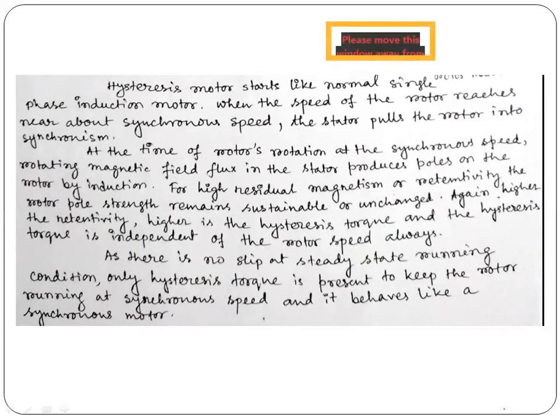When the speed of the rotor reaches near about synchronous speed, the stator pulls the rotor into synchronism. And at the time of the rotor's rotation at the synchronous speed, the rotating magnetic field flux in the stator produces poles on the rotor by induction. For high residual magnetism or retentivity, the rotor pole strength remains sustainable or unchanged. Again, the higher the retentivity, the higher is the hysteresis torque, and the hysteresis torque is always independent of the rotor speed.